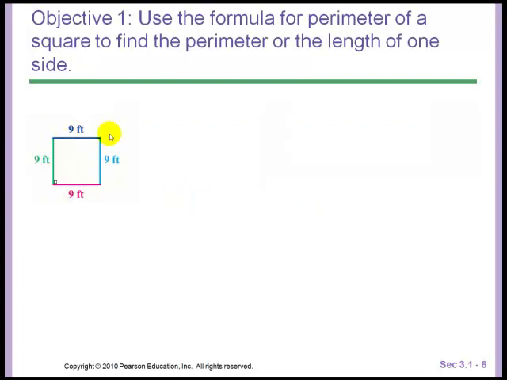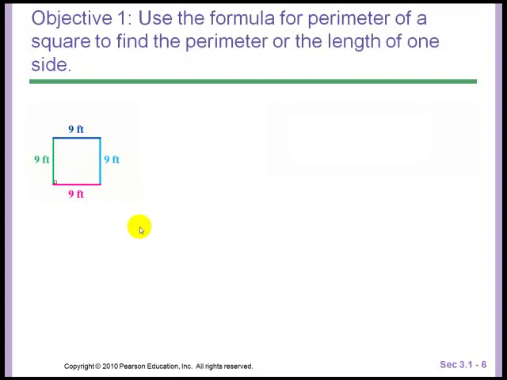Here is a square. We know it's a square for two reasons. First, it has four sides. All four sides are the same length. Notice they're all 9 feet. Also, the four sides meet at right angles. In mathematics and in science, we indicate right angles with this little square box here in the corner. That is the generally accepted rule for stating that this is a right angle or a 90-degree angle. That is how we know it is a square.